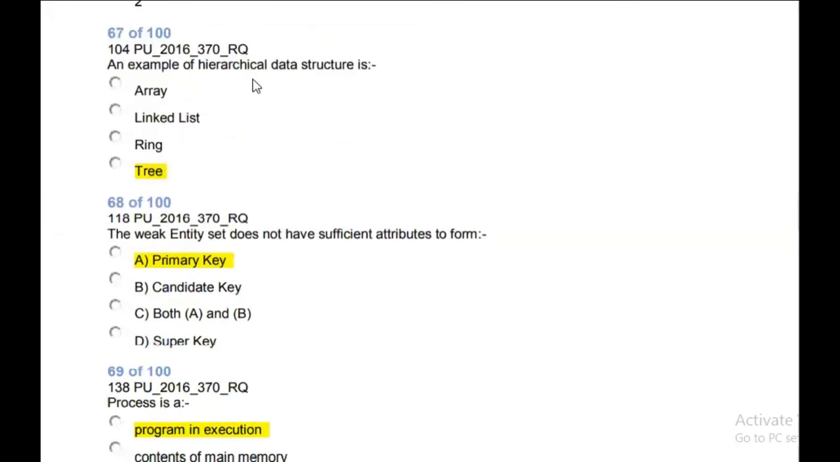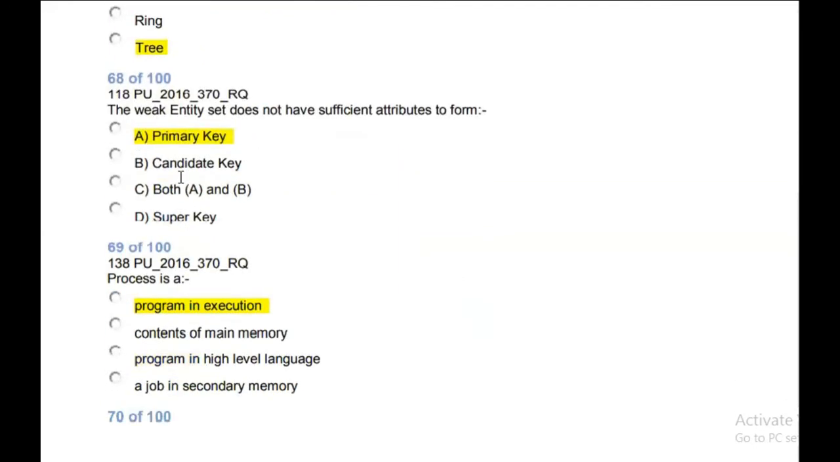An example of hierarchical data structure is tree. Option D is correct. The others are not hierarchical, and tree is a hierarchical data structure.